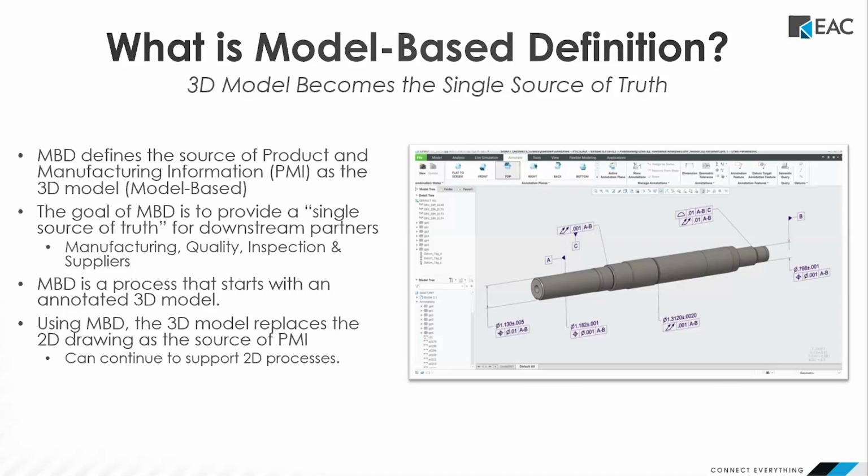First of all, MBD, model-based definition, defines the product and manufacturing information, the PMI, of a product. The idea is to have a single source of truth. The MBD process starts with an annotated 3D model. The 3D model replaces the 2D drawing as the PMI, while it still supports 2D processes.